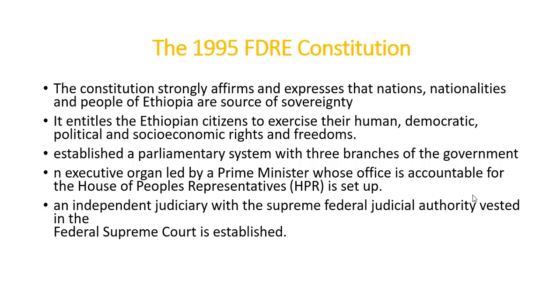And the judicial branch is composed of federal and state courts, and the Federal Supreme Court is the highest court and exercises jurisdiction over all federal matters. The President and the Vice President of the Federal Supreme Court are recommended by the Prime Minister and approved by the lower chamber of the legislature.